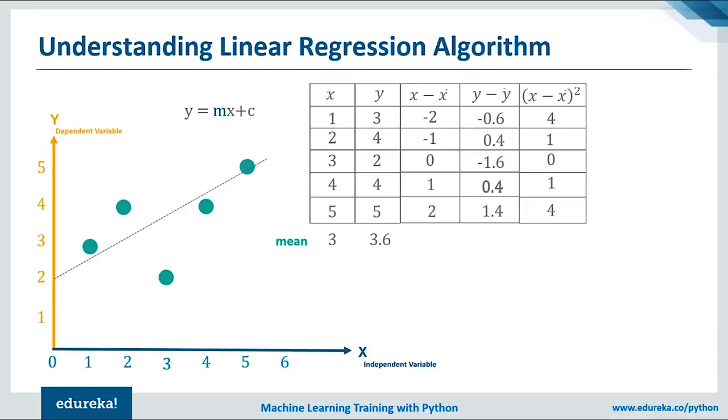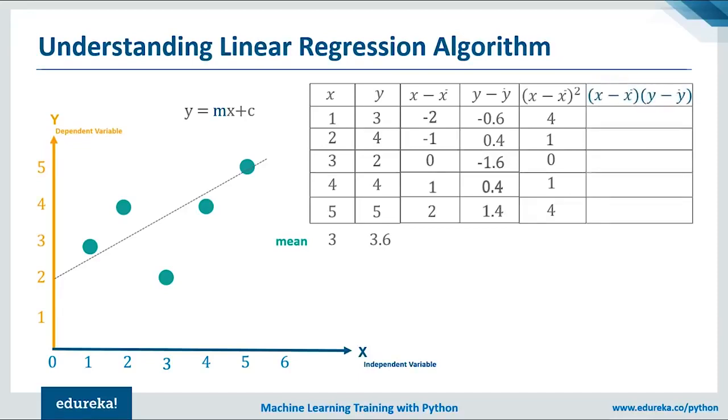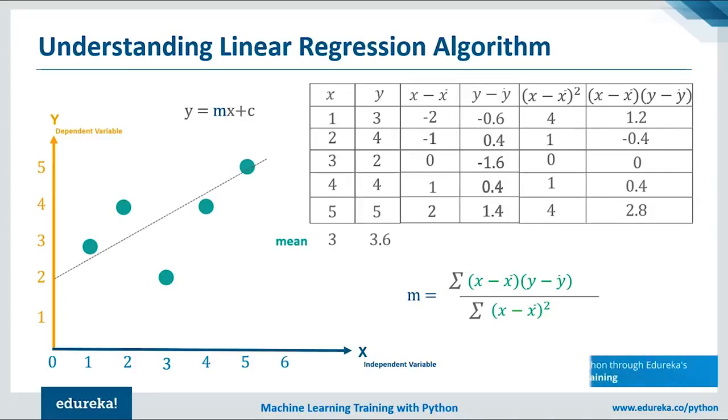Now what we need is the product of x minus x bar multiplied by y minus y bar. Minus 2 multiplied by minus 0.6 is 1.2. Minus 1 multiplied by 0.4 is minus 0.4. 0 multiplied by minus 1.6 is 0. 1 multiplied by 0.4 is 0.4. And next, 2 multiplied by 1.4 is 2.8.